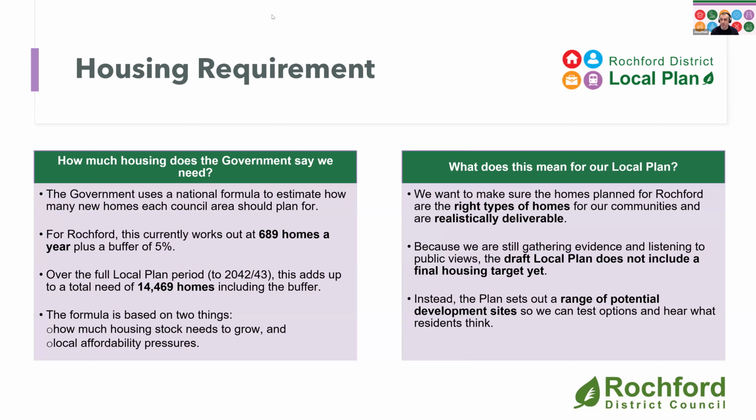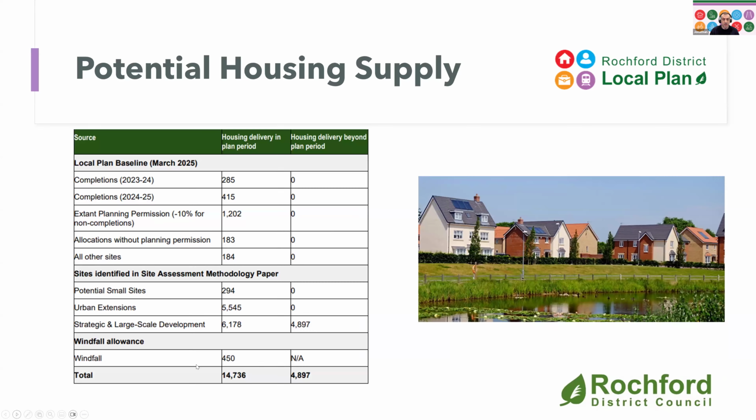So what does that mean for our local plan? We want to make sure the homes planned for Rochford are the right types of homes for our communities and that they're realistically deliverable. Because we are still gathering evidence, and there is still more work to be done towards the Regulation 19 stage, and obviously we want to hear your views in this consultation, the current draft local plan does not include a final housing target. Instead, the plan sets out a range of potential development sites, and we can test options and hear what you think about those, which can feed into the decision making going forwards.